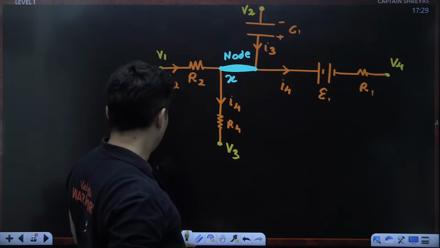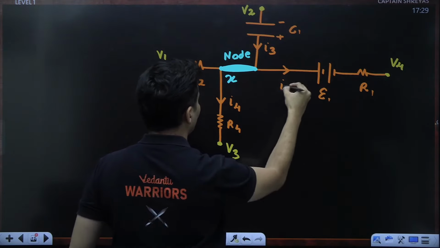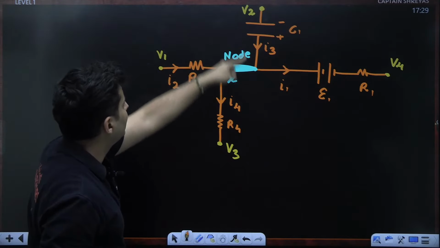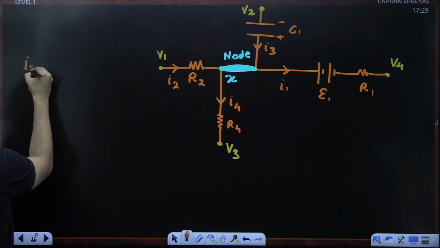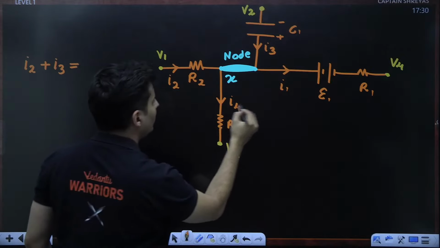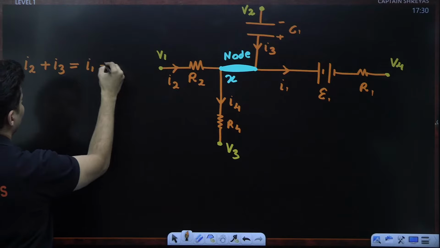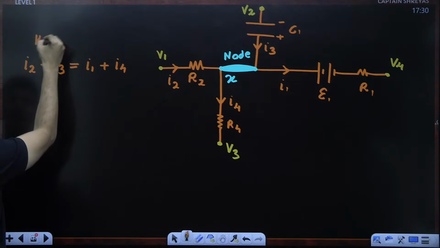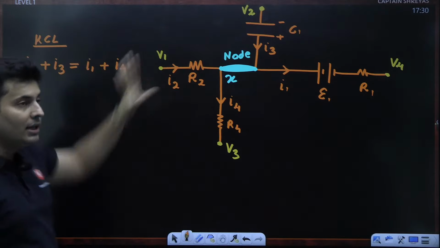Let me call this I1 over here. So what is the current which is entering in? Let's say I3 is entering in, I2 is entering in, that's it. Who is exiting out? I4 and I1. So I1 plus I4. Just write the Kirchhoff's current law equation. That's it. Now think what are I2, I3, I1, I4 individually.